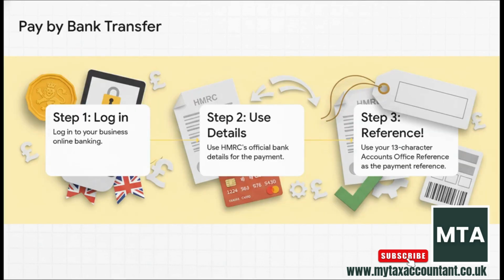So how do you actually pay? Well, the most common way is just a simple bank transfer. Let's go back to Oliver. He just logs into his business bank account, sets up a new payment to HMRC using their details, and then, the most important bit, he puts his 13-character accounts office reference in the reference field. It's as simple and as critical as that.